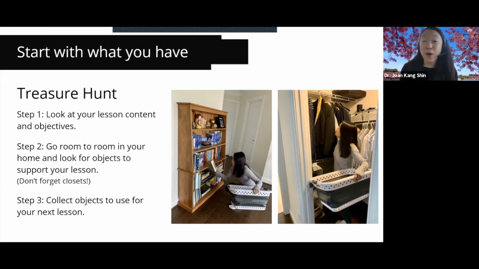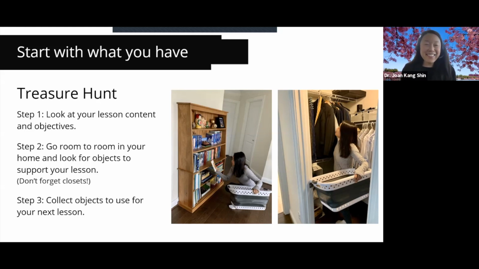So of course, step one is to look at your lesson content and your objectives. Think about what you're going to teach in the next lesson. And then step two, simply go from room to room in your home and look for objects to support your lesson. Right? Check out your bookshelves. Don't forget your closets. So in my closet, I was thinking, okay, if I'm teaching at a university and I'm teaching about job interview skills, maybe I will show what professional clothing is for a job interview. Here you can see I just went into my husband's closet to find an example.